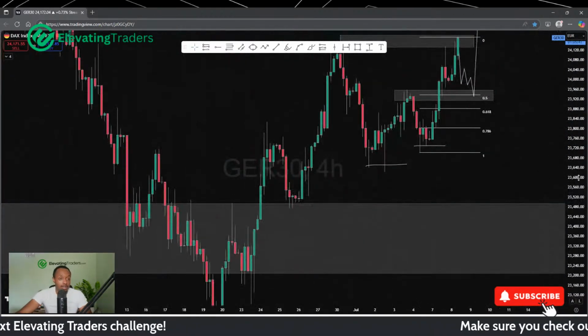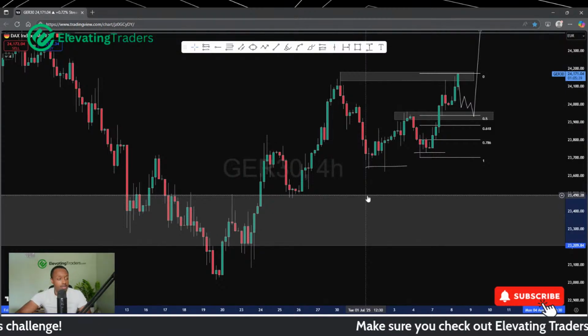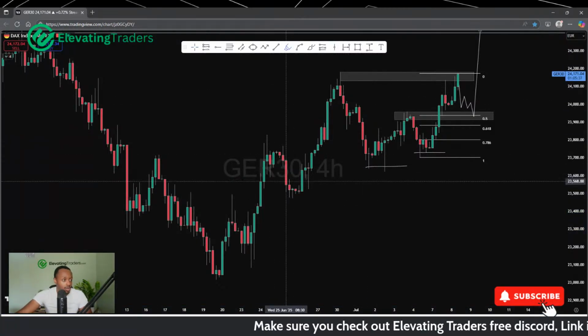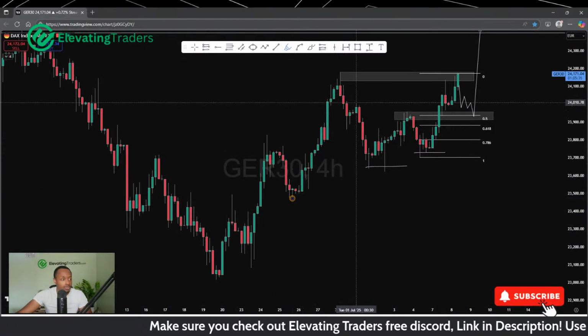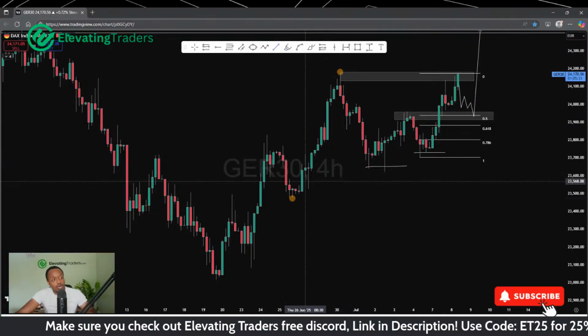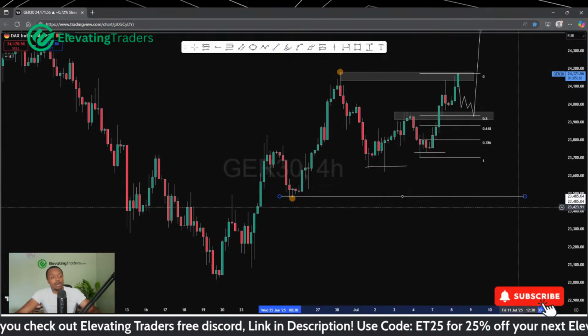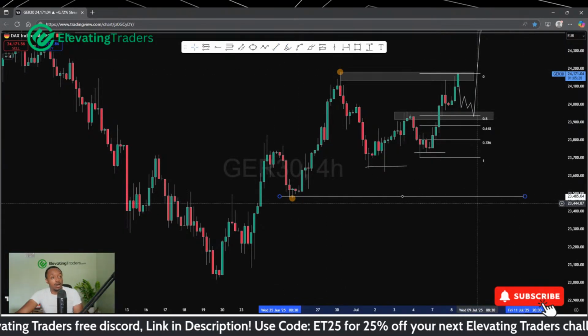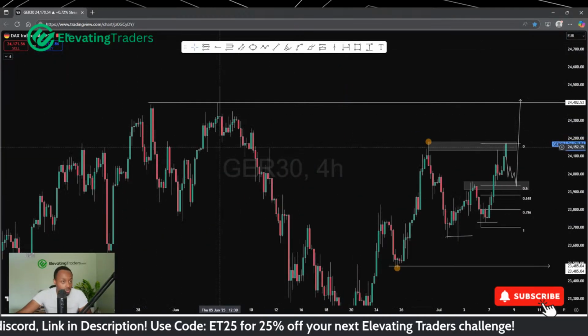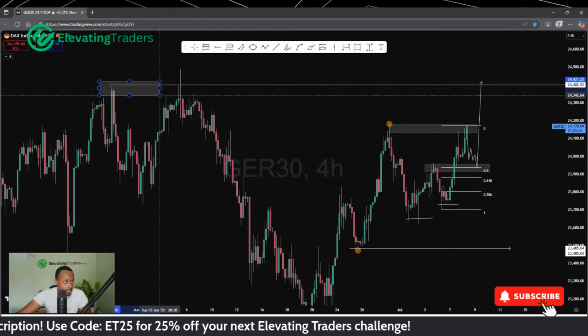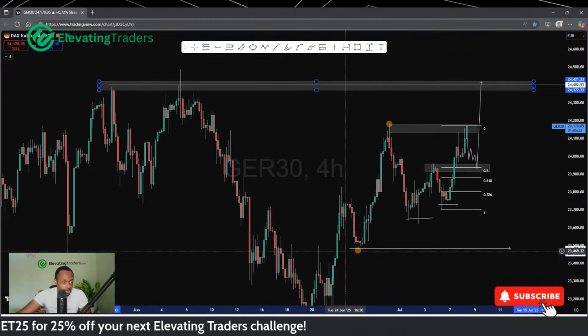I said last week, as long as price doesn't take out this swing low here, because of course this is the low which gave us this high. So as long as price doesn't break through this low here, I remain bullish on the DAX and looking for us to return back to the all-time highs. And that's exactly what price has done. It's respected the highs there very well.